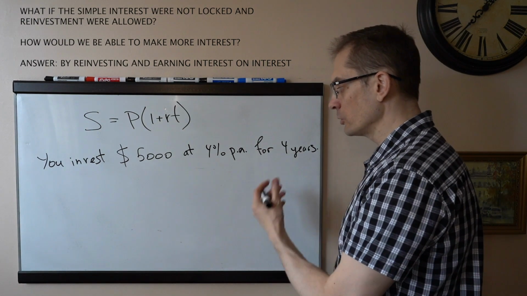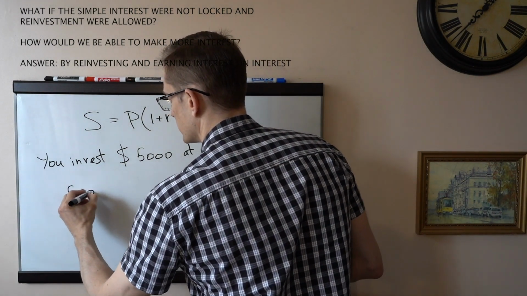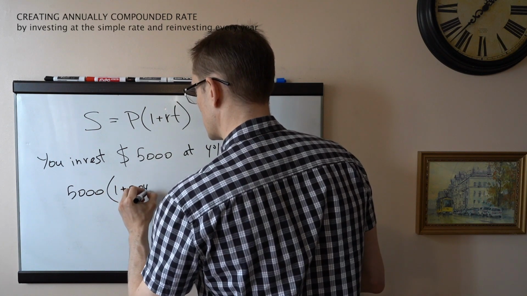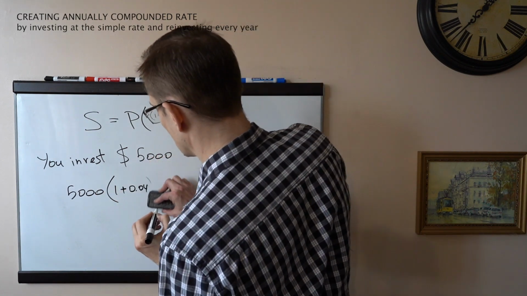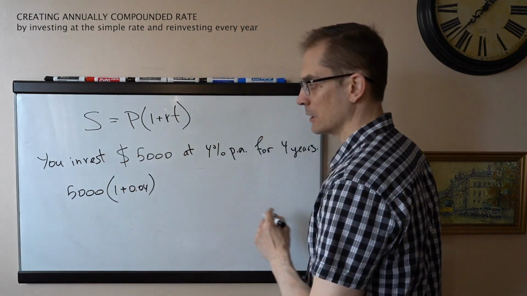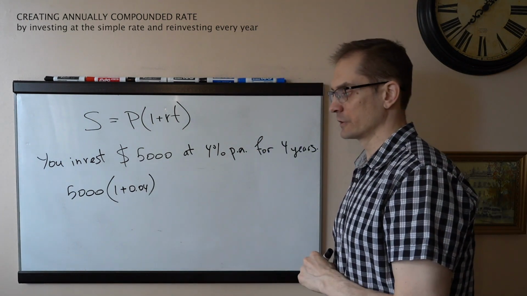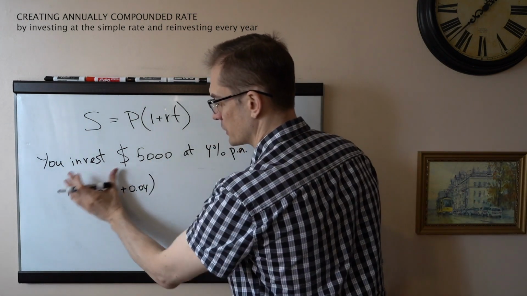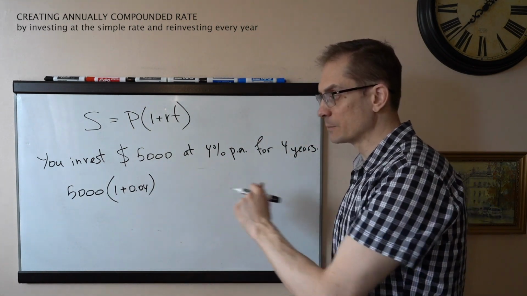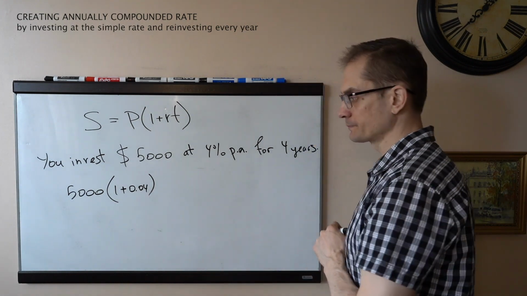What if you were allowed to reinvest your money? So what you could do is, for example, you could take $5,000 and invest at 4% per year for 1 year at first. So that's how much money you would get after 1 year of investment. That's the simple future value of $5,000 invested for 1 year.